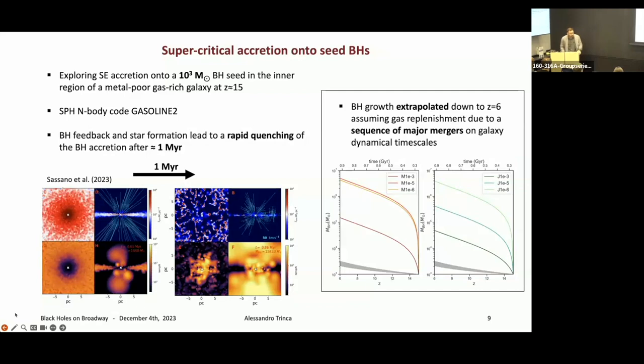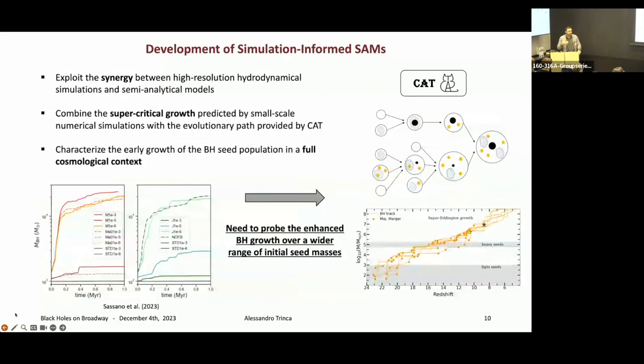But what we actually want to do is to combine this information with the hierarchical growth that is predicted for these light seeds from the cosmic archaeology tool. So we want to combine a suite of simulations coming from small-scale, high-resolution simulations with the evolutionary track that you see here for this population of light seeds in order to properly model this brief period of enhanced accretion. But in order to do that, we need to probe this enhanced black hole growth over at least a wide range of initial black hole masses.